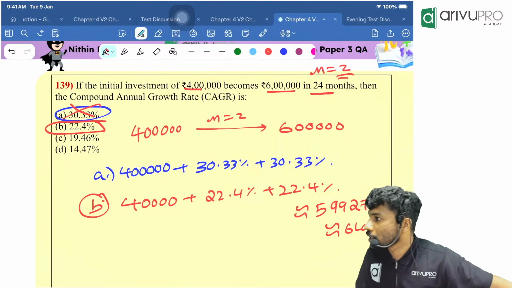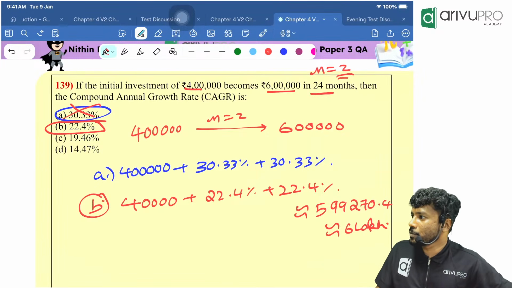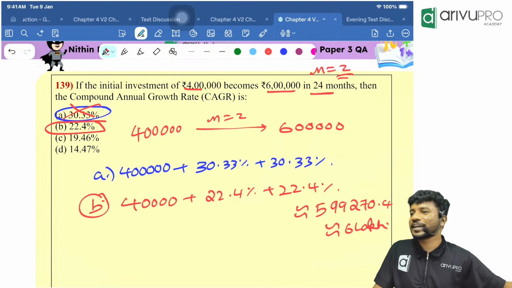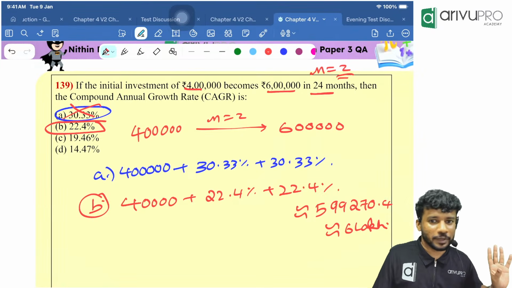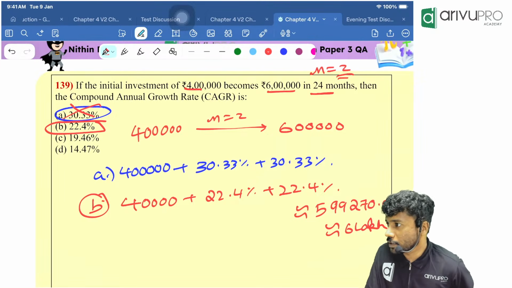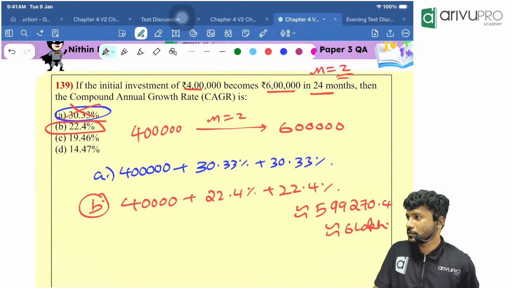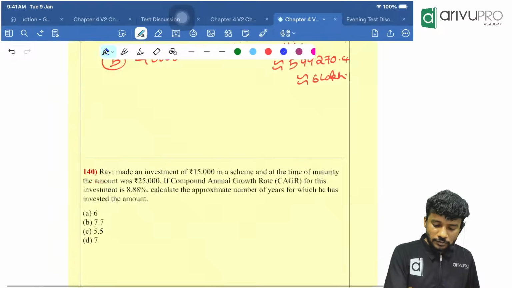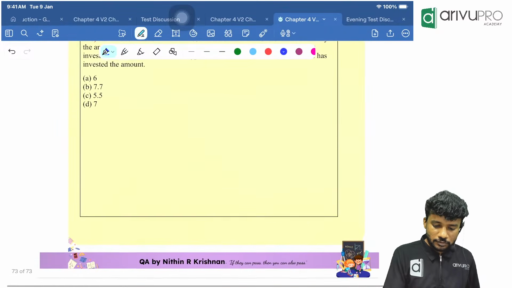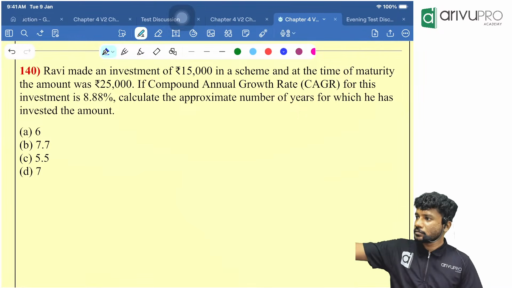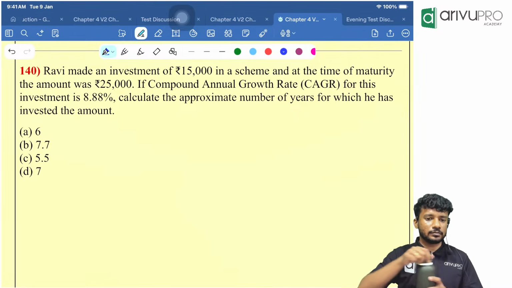Right answer, option B, because the option is given approximately. That's why we are going with the approximate answer. Okay, right answer. Try, people. Get me the answer.